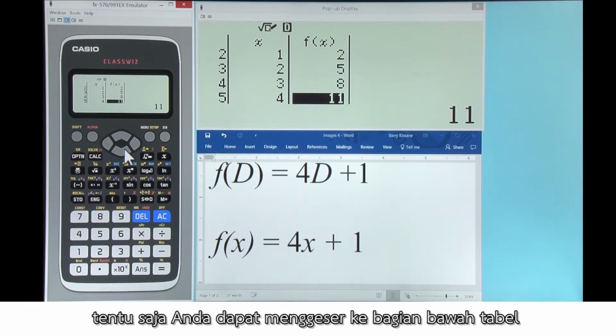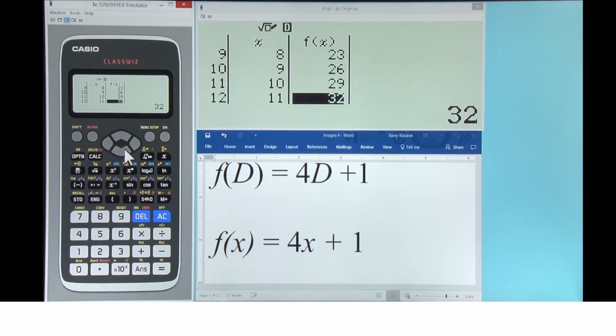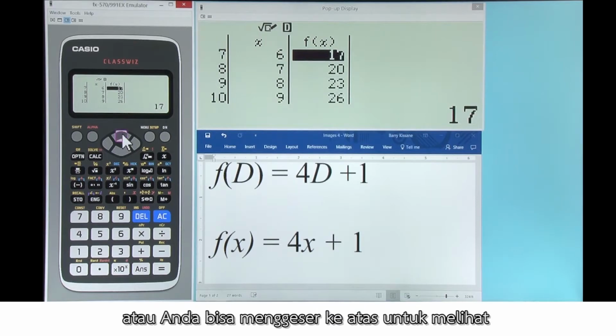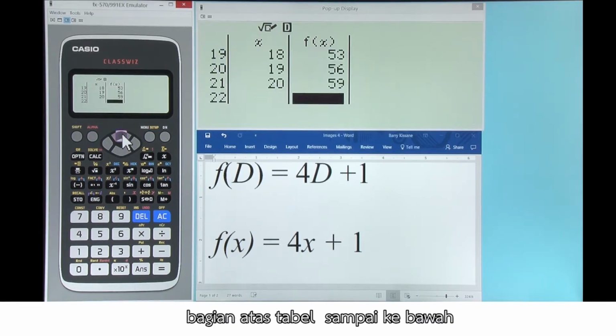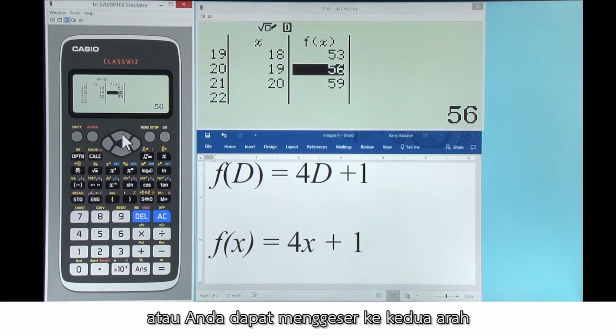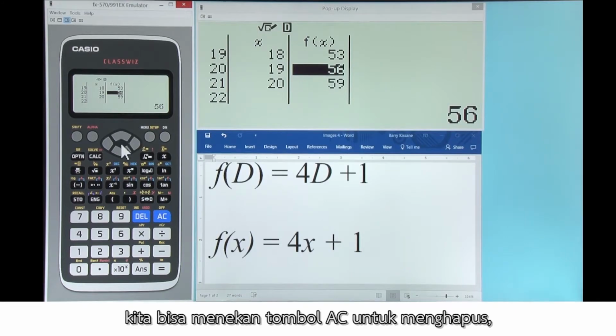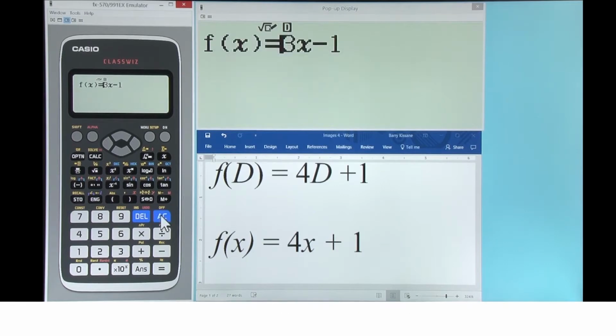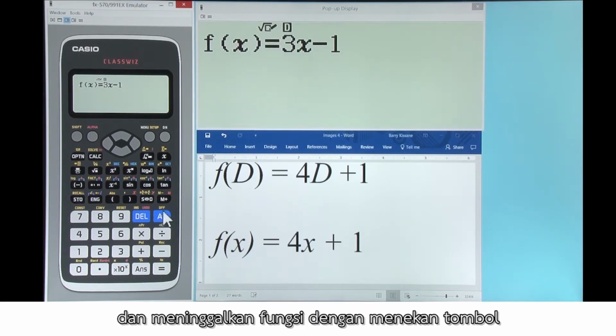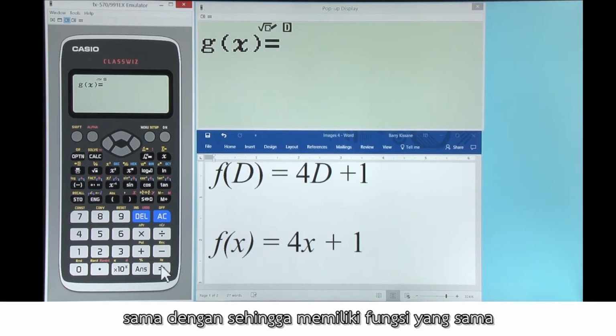And of course you can scroll past the bottom of the table down here, or you can go up past the top of the table and get to the bottom. So you can scroll in both directions. And you can look at other values of the function by changing the table settings. So to do that, tap the clear key, AC, and leave the function in. Just tap equals to have the same function.